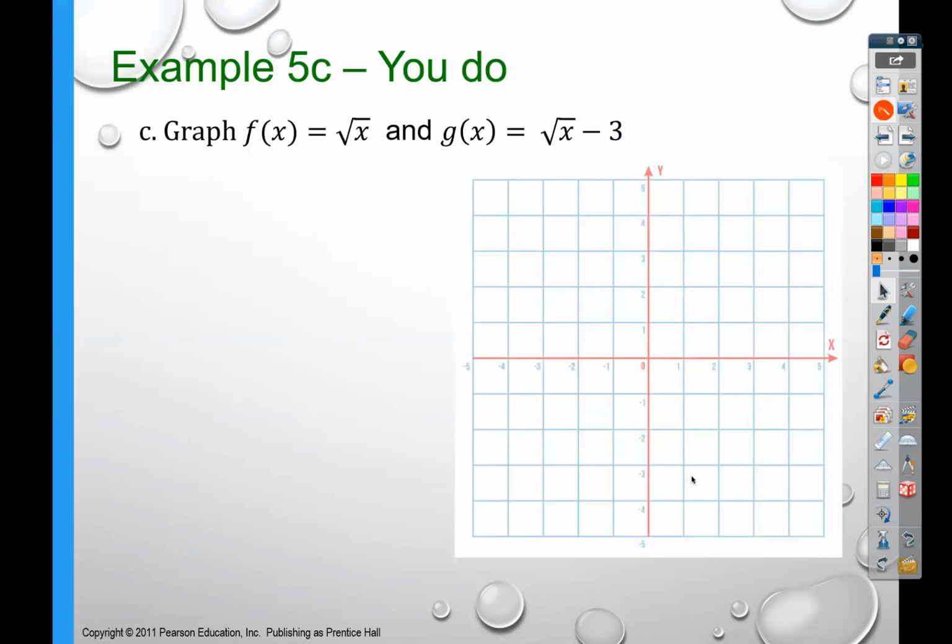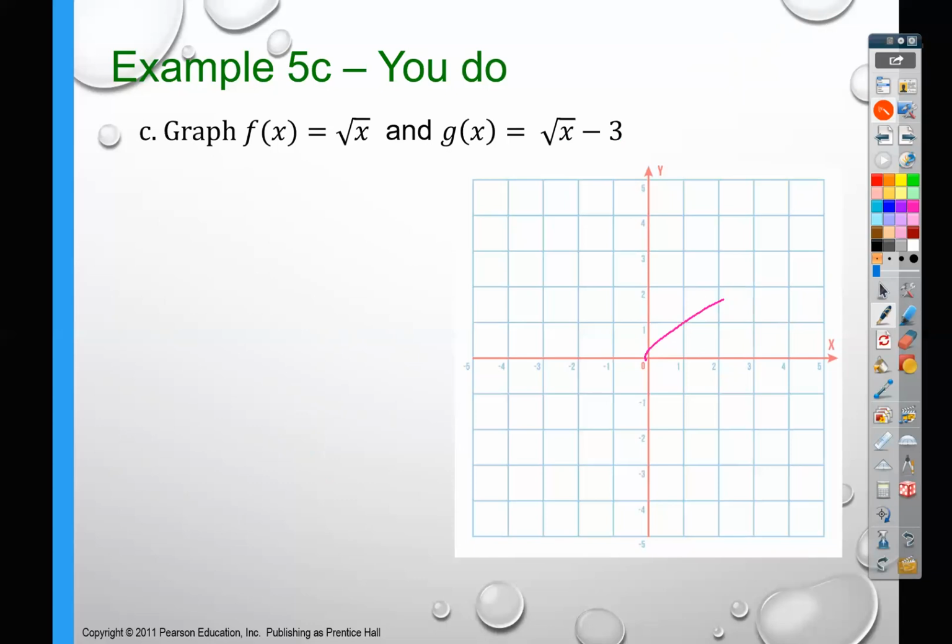All right, and you should know that it goes down 3. So whereas this one goes like that, this one would be shifted down 3, 1, 2, 3. And it would look like this.